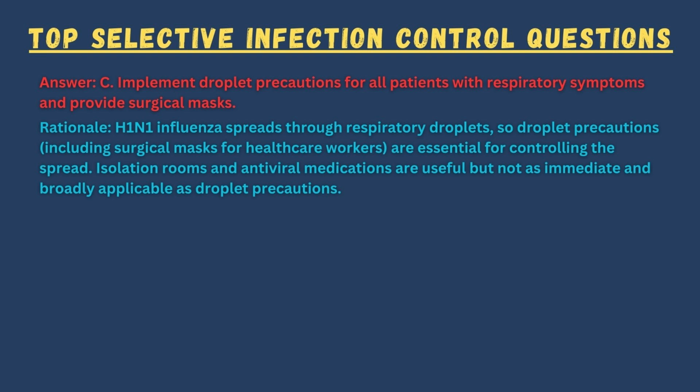Answer: C. Implement droplet precautions for all patients with respiratory symptoms and provide surgical masks. Rationale: H1N1 influenza spreads through respiratory droplets, so droplet precautions, including surgical masks for healthcare workers, are essential for controlling the spread. Isolation rooms and antiviral medications are useful, but not as immediate and broadly applicable as droplet precautions.